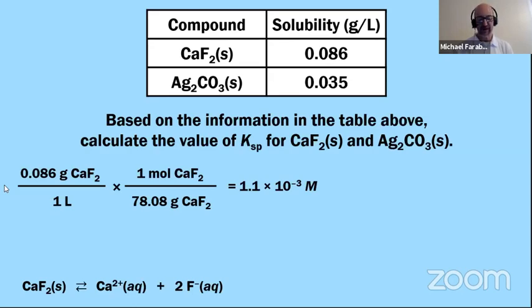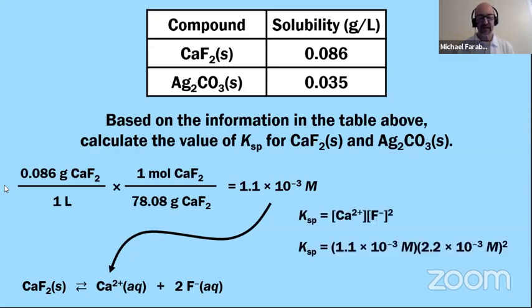Hopefully you can see, based on the 1-to-1 mole ratio, that the concentration of calcium is in fact the solubility of the entire compound. So the concentration of fluoride is not 1.1, but rather 2.2 times 10 to the negative 3. If I plug those values into the KSP expression, I will get the value of KSP. We're expecting a pretty small number here, and sure enough, KSP for calcium fluoride works out to be 5.3 times 10 to the negative 9.